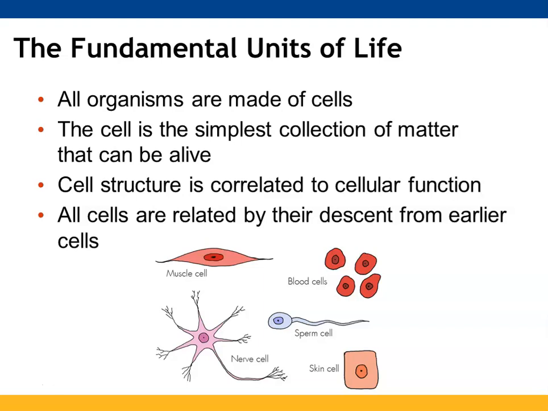Some organisms are unicellular, many organisms are multicellular, but it is the simplest collection of matter that we can have and still have a living thing. Cell structure is going to be related to their function, and cells are going to come from previous cells. So there's some examples of some more specialized cells that we have in our bodies.